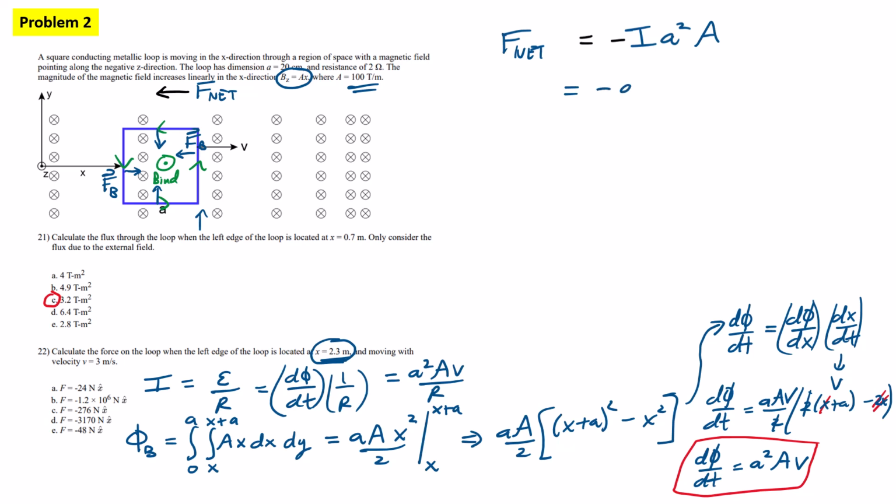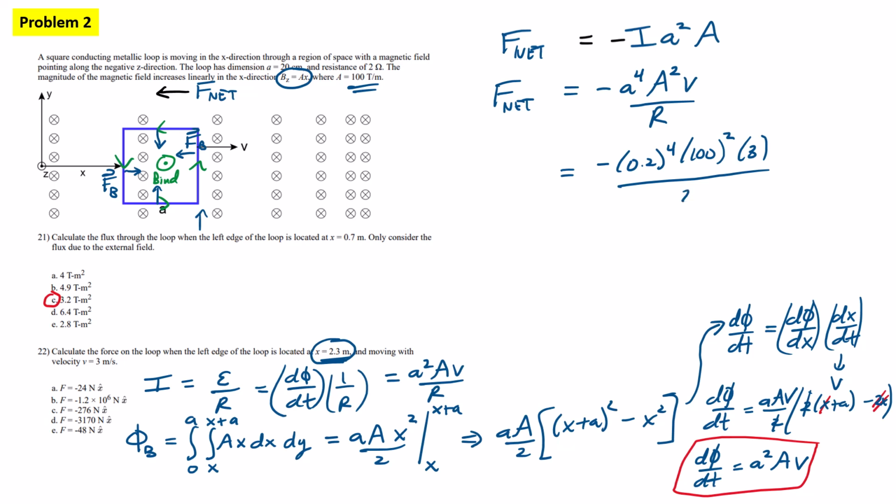This term here is now little a to the 4th power. It's going to be big A to the 2nd power. What else? We have the velocity term, and now we have the resistance term. Now I'm in a position to substitute in all of the numbers. All right, so I get minus 0.2 to the 4th power. I get 100 to the 2nd power. The velocity was 3, and now the resistance of that loop was equal to 2.